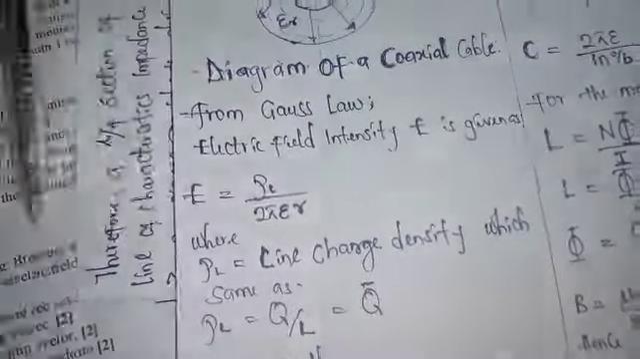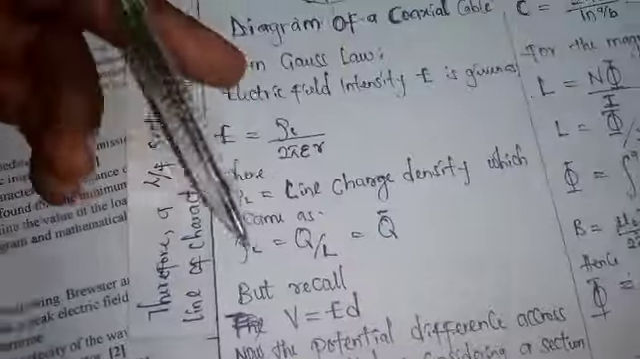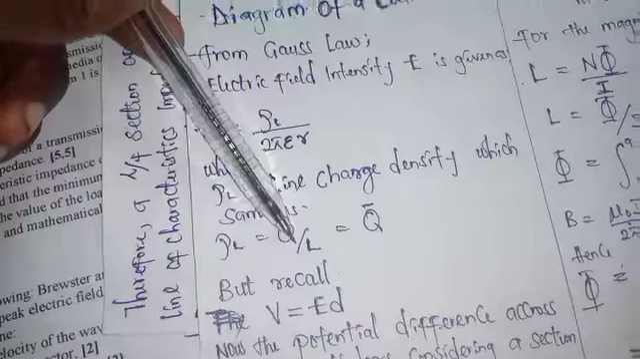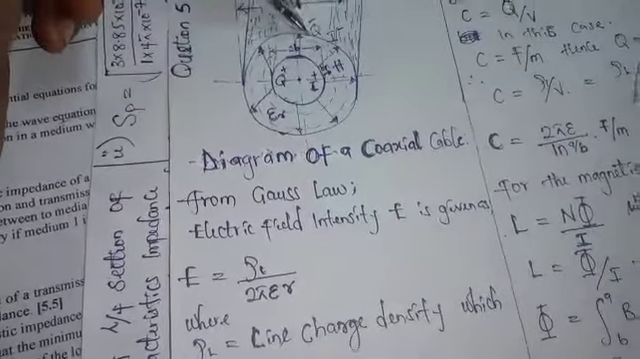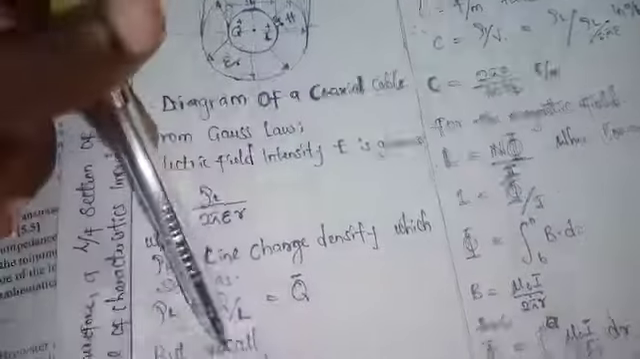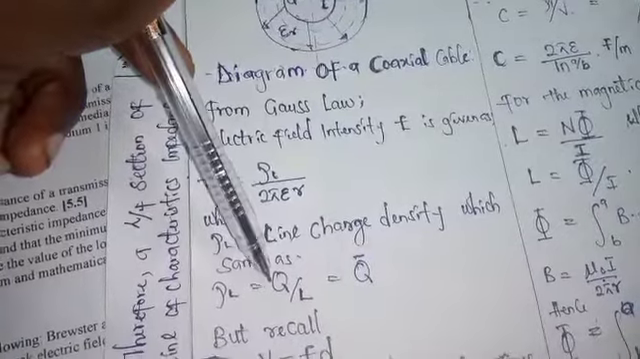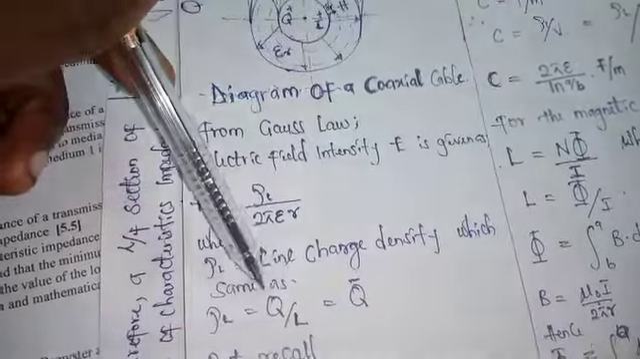Now this line charge density is the same thing as saying charge per unit length. If you observe from here, I said there's a charge here. This charge is not just considered as a charge; it is considered as charge per unit length.